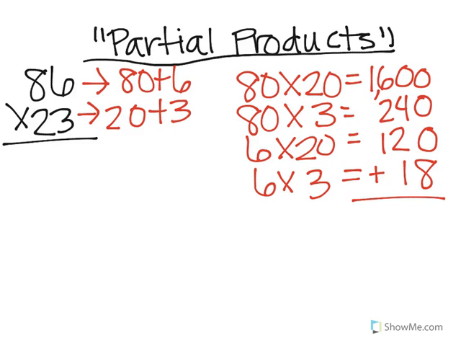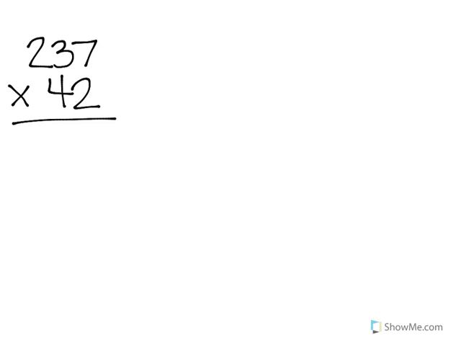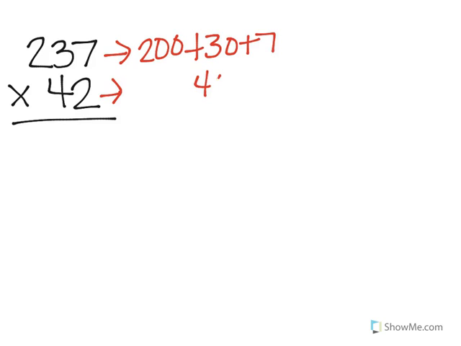Add these together. This is 8. 4 plus 2 is 6 and 1 is 7. 6 and 2 is 8 plus 1 is 9. Carry my 1. 1,978. Now let's take this problem and do partial products with it also. 237 becomes 200 plus 30 plus 7, and 42 becomes 40 plus 2.